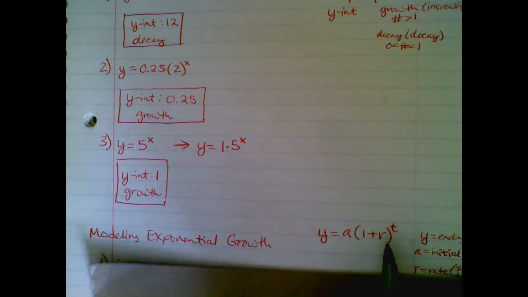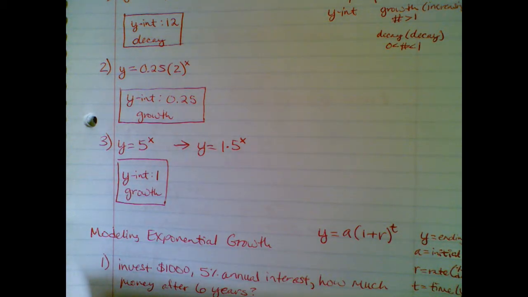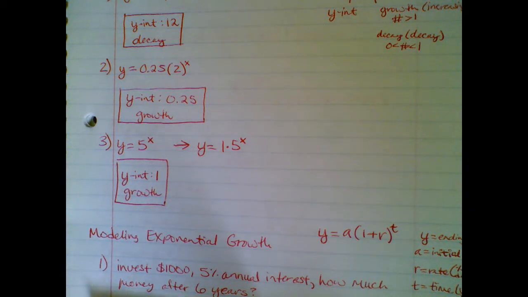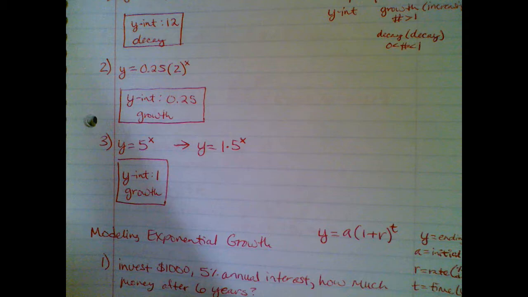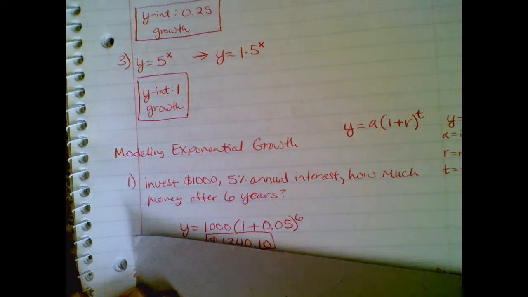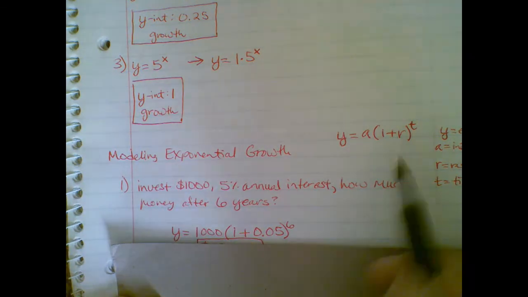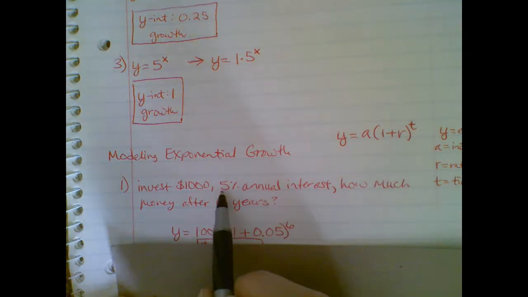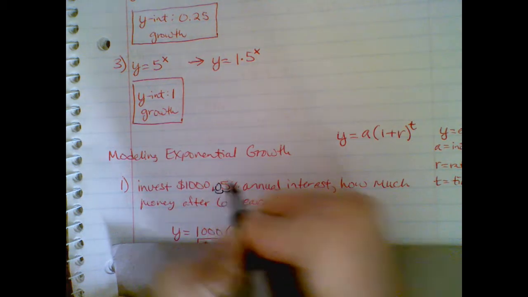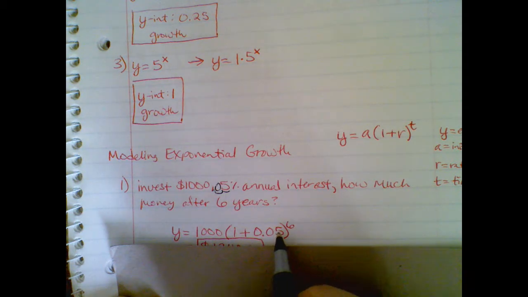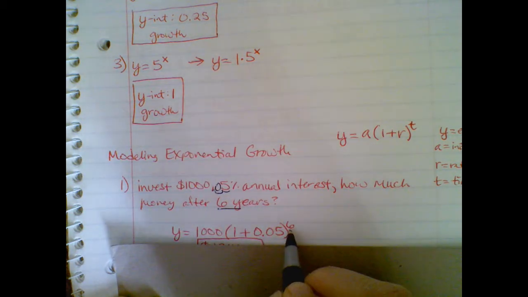So if we look at this first word problem, we invested $1,000 at 5%, and how much money should we have after 6 years? So if we use this equation, our a, our initial amount we invested, was $1,000. And then our rate, we look for our percentage. It's 5%, so we move that decimal back 2 places. So it'd be 0.05, and then our time is 6 years. So we put that in for our t.